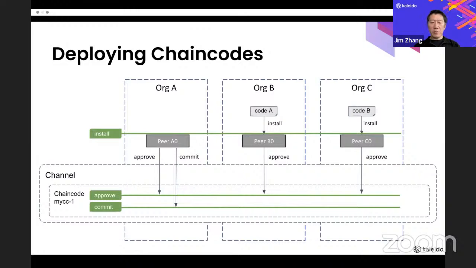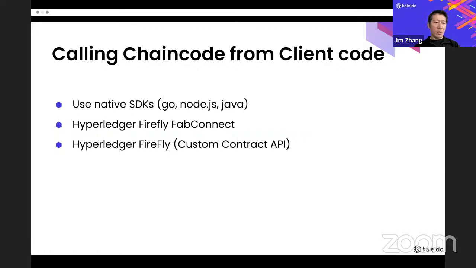And you can do this multiple times with other chain code. So that's deploying the chain code. We have the chain code ready to be called. Calling a chain code, there are multiple ways to do that. You can always use the native SDKs, and there are SDKs available in Golang, in Node.js, in Java for the client to use, just like you can use these languages to implement the chain code themselves.